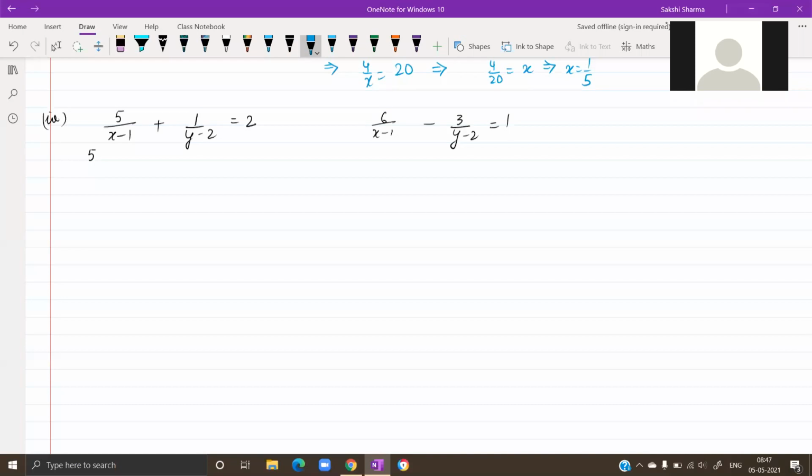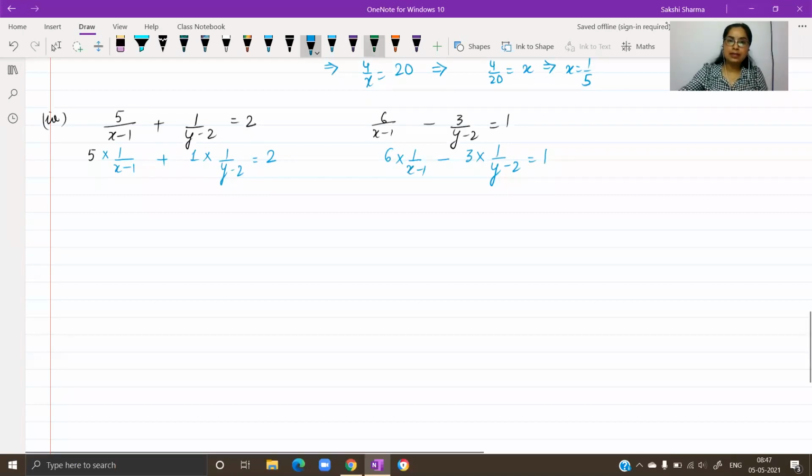Taranpreet. We need to separate the coefficients and rewrite the equation like 5 into 1 upon x minus 1 plus 1 into 1 upon y minus 2 equals to 2. And the second one, 6 into 1 upon x minus 1 minus 3 into 1 upon y minus 2 equal to 1. Mridu. The next step.